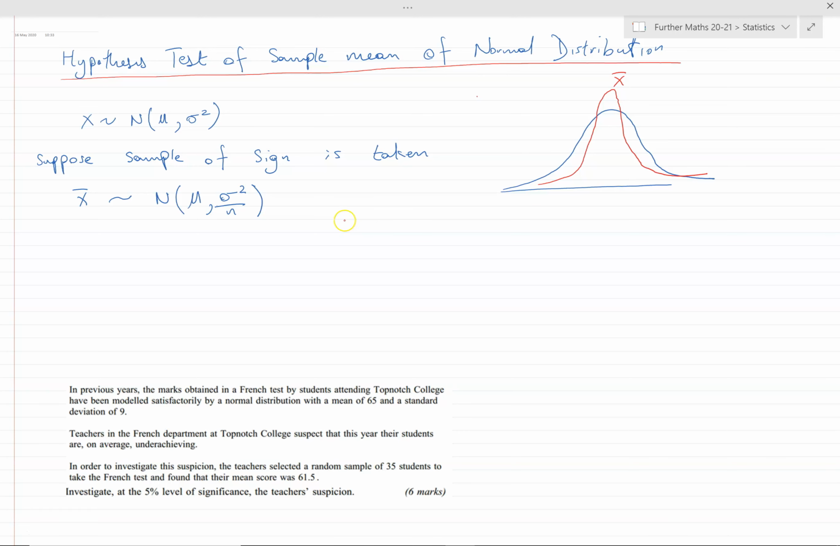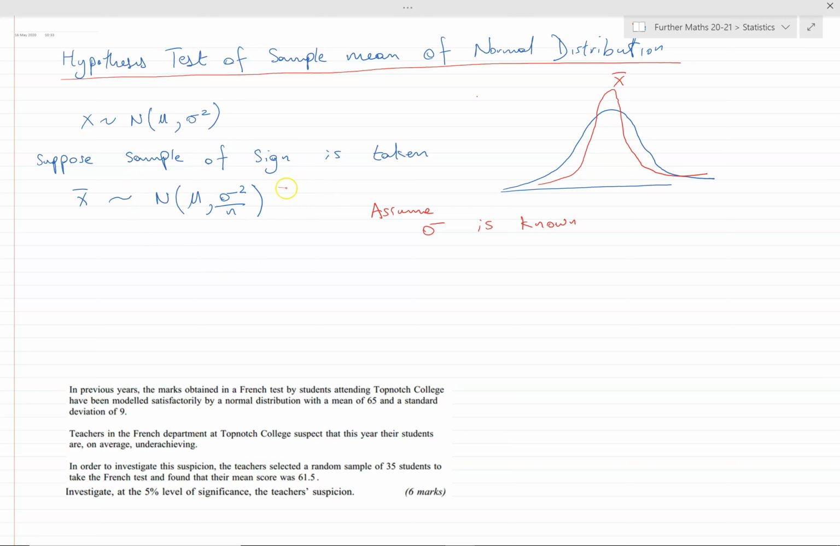An important caveat in this whole test is that we assume the standard deviation is known. It might be because of previous experience that for some reason we know what the standard deviation is for this test. So we're not testing on the standard deviation, we're testing on the mean. The mean is not known because we've taken a sample.